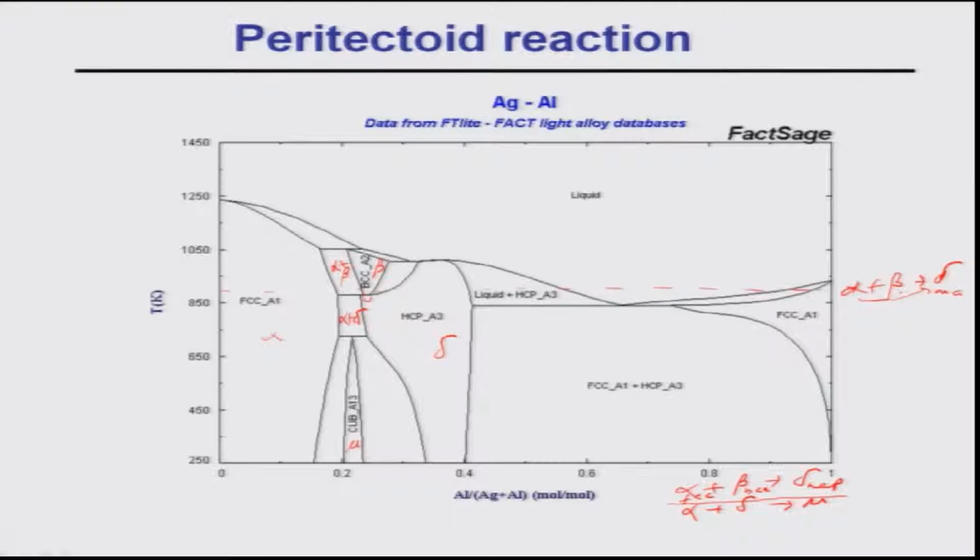So, let us not write like this, this is what can happen: alpha can massively transform to delta, and then this can transform to later delta. So, this is one way of making a faster way of delta formation. Okay, so that is about the first thing about the peritectoid reaction.